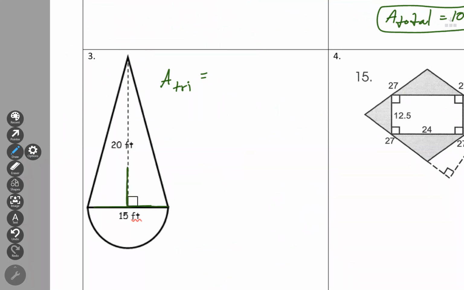So our base is this whole distance here, which is 15. And our height is this distance, which is 20. So divide that by 2. So 15 times 20, that's 300. Divide by 2, and we get 150. That's the area of the triangle. Now the area of the semicircle.